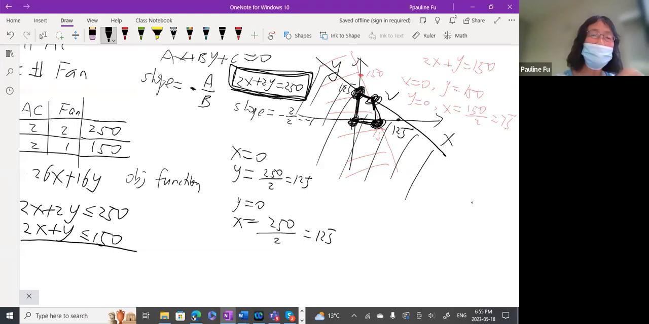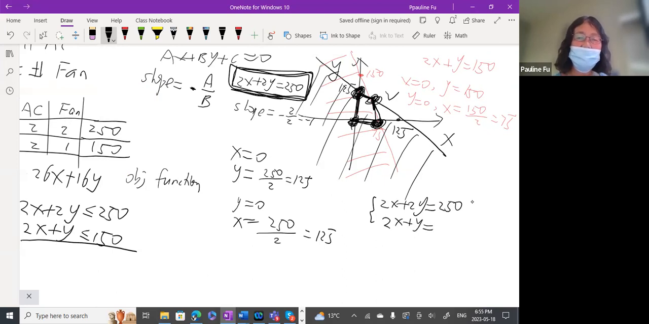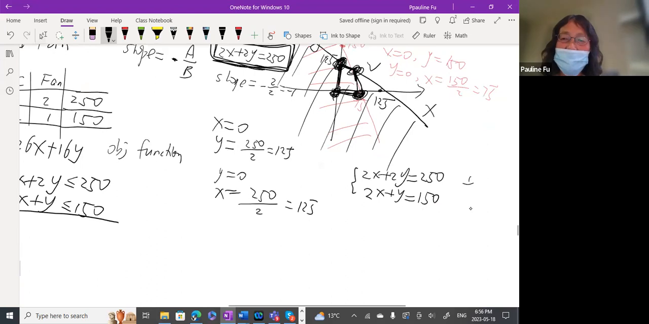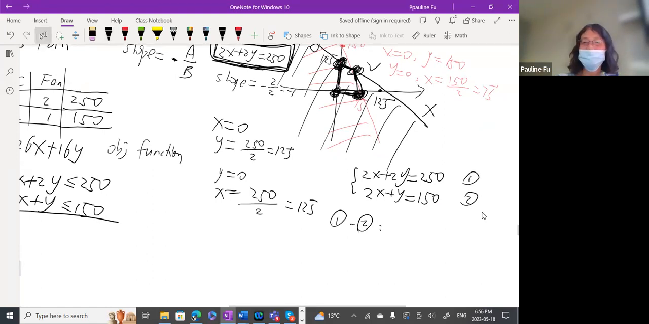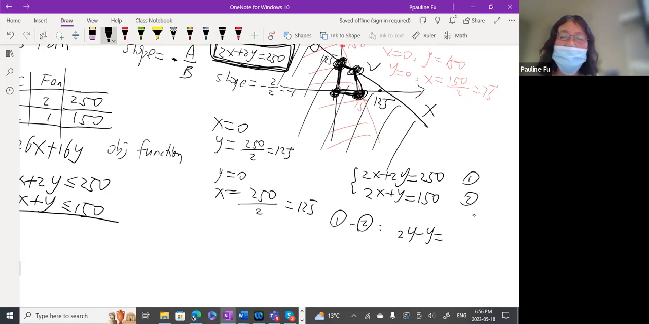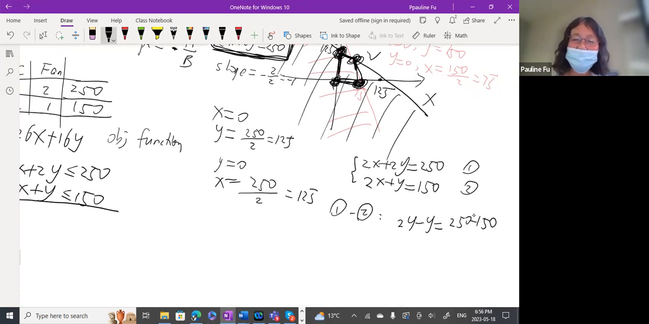And now you need to solve equations, okay? So 2x plus 2y equal to 250. The other is 2x plus y equal to 150. Solve these two equations. If I call this equation one, equation two, I use equation one minus equation two. Left hand side minus left hand side, I got 2y minus y. Right hand side minus right hand side, I got 250 minus 150. Collect like terms on the left hand side, I got y equal to 100.